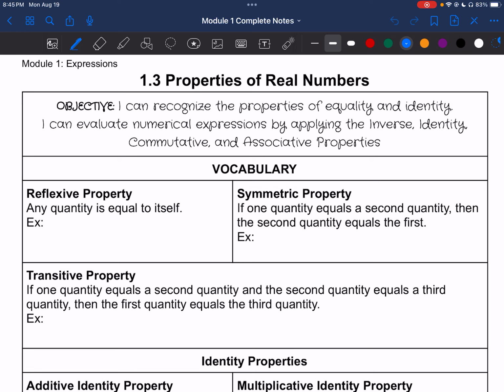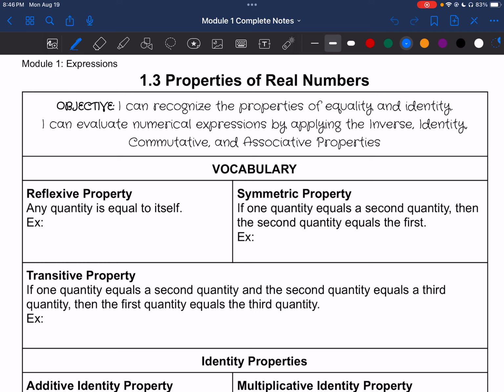Hello, and welcome to Lesson 1.3, Properties of Real Numbers. Our objective for today is that I can recognize the properties of equality and identity, and that I can evaluate numerical expressions by applying the inverse, identity, commutative, and associative properties.